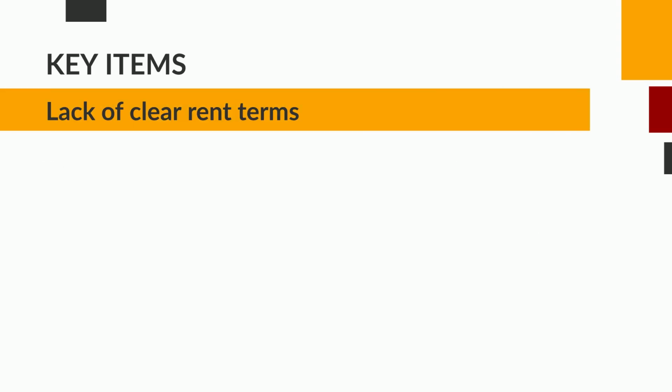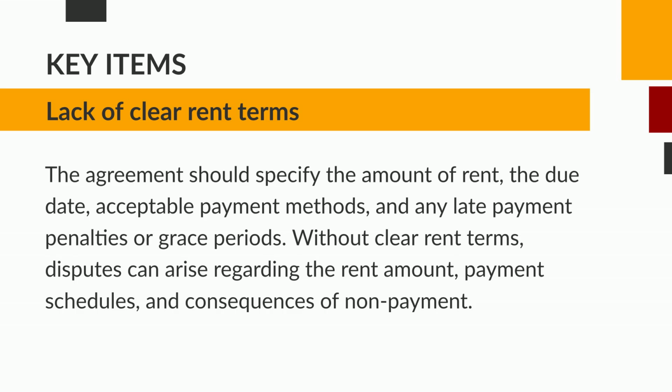Lack of clear rent terms. The agreement should specify the amount of rent, the due date, acceptable payment methods, and any late payment penalties or grace periods. Without clear rent terms, disputes can arise regarding the rent amount, payment schedules, and consequences of non-payment.